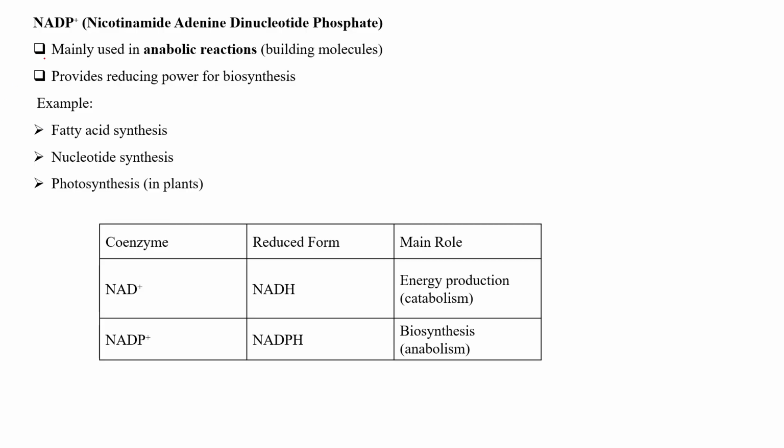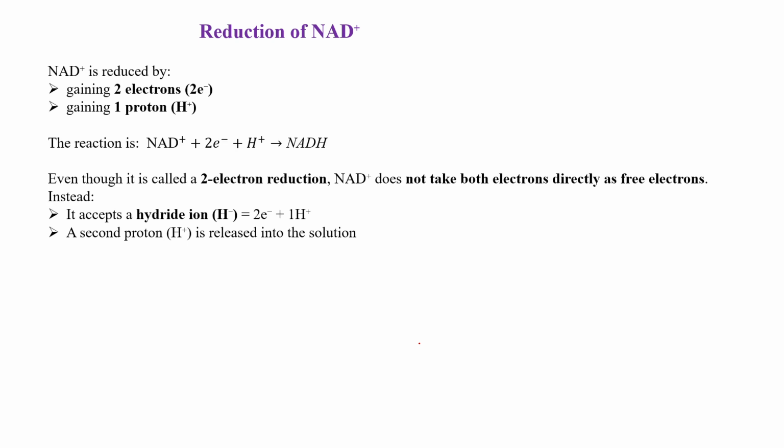So these things are coenzymes, like I said earlier. This is the reduced form: reduced NADH, reduced NADPH, and this one is NADP plus, NAD plus. Now the main role is what I've said here. The main role of the NAD plus is for catabolism, and the other one is for anabolism, that is building up. Now the role of the NAD plus. So let's look at it.